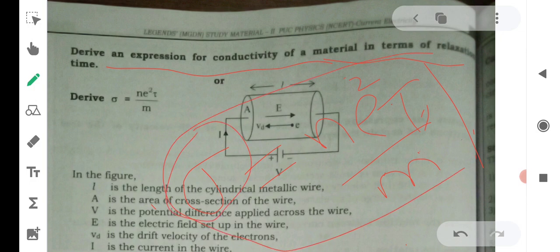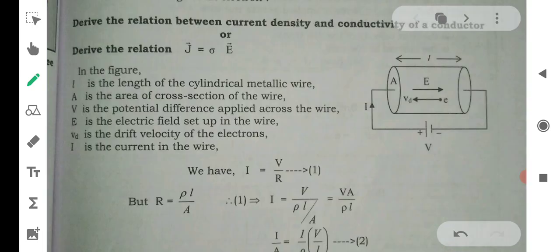This is the conductivity, and tau is relaxation time. Actually we need to derive this formula. This is the relation between conductivity of a material in terms of relaxation time. To prove this one, we need to prove one more relation before that. We will discuss this first, and after that we go for the next relation.